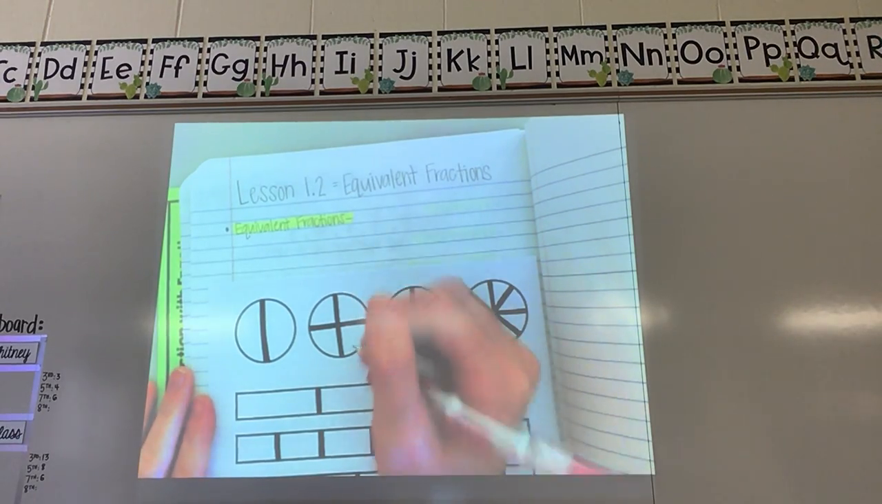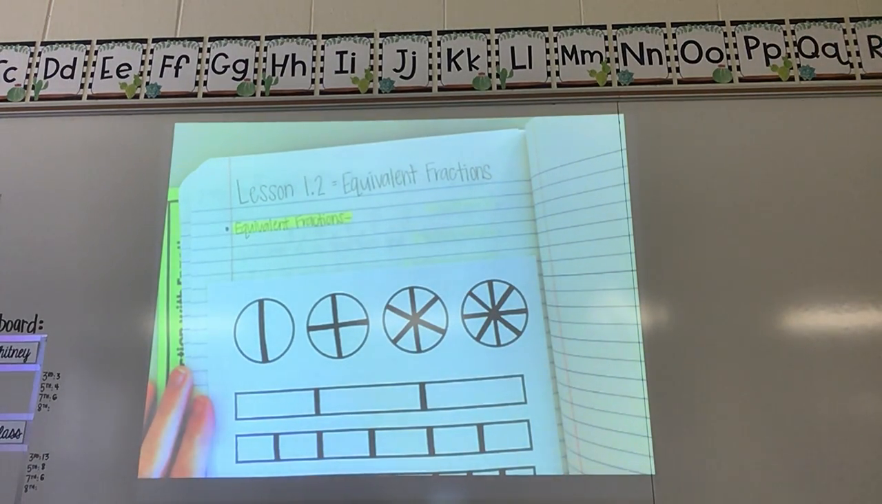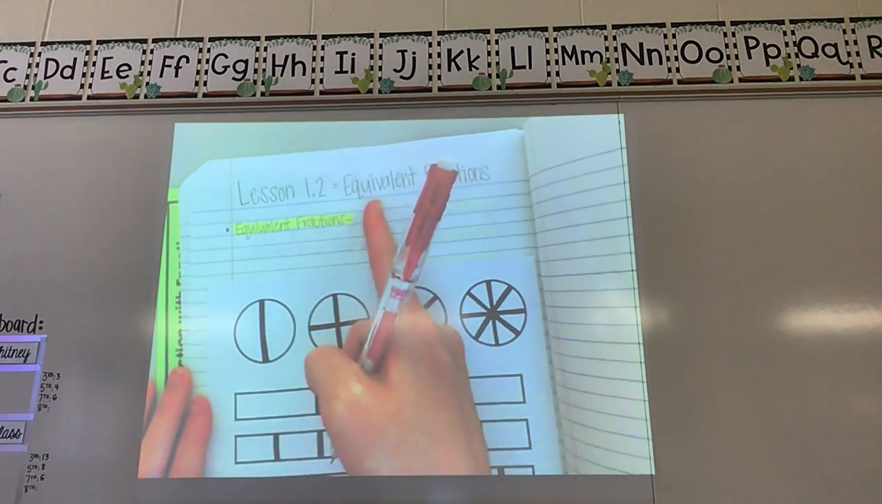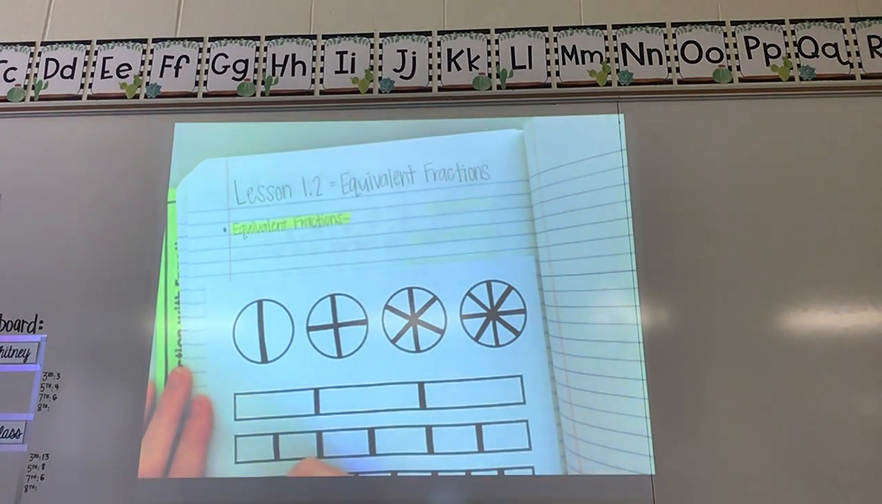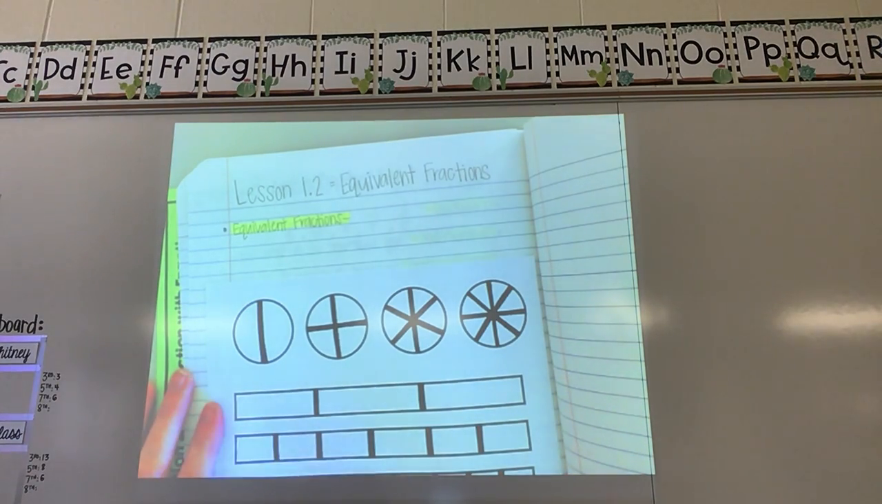Hi, fifth grade. Today's math lesson is lesson 1.2, and we are talking about equivalent fractions. First, before we can begin working with equivalent fractions, we must know what they are.